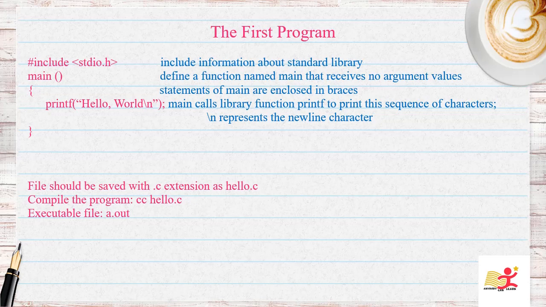The statements of a function are always enclosed in braces. You can see an opening brace after main, and after the statement there is a closing brace. There is only a single statement inside main, that is printf("hello world\n"); A function is called by its name, followed by the list of arguments. Here the name of the function is printf and the argument is "hello world\n", which is enclosed in double quotes. Printf is a library function that prints output.